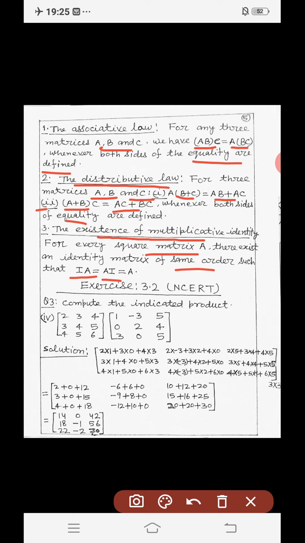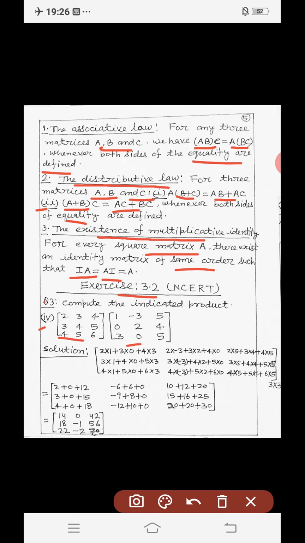Now we find the solution of questions of exercise 3.2 from NCERT. Question number 3, compute the indicated product. First matrix: 2, 3, 4, 3, 4, 5, 4, 5, 6. Second matrix: 1, minus 3, 5, 0, 2, 4, 3, 0, 5. Let us find the solution.